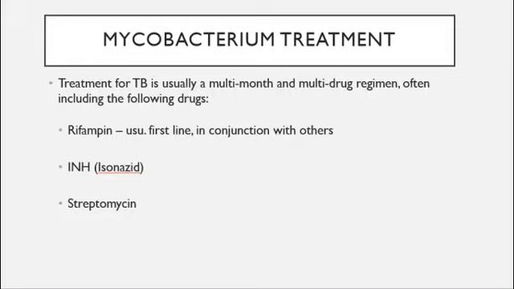Mycobacterium treatment for TB is usually a multi-month, multi-drug regimen, often including the following 3 drugs. Rifampin is usually the first line in conjunction with other antibiotics. Isoniazid, or INH, is also used, along with streptomycin, and those are both antibiotics.